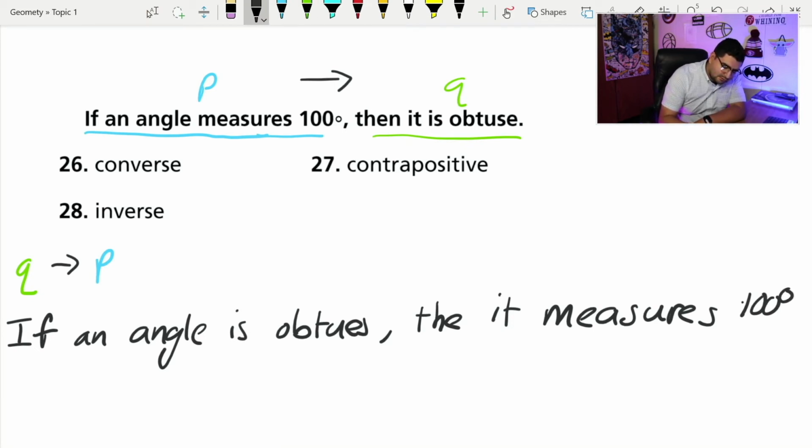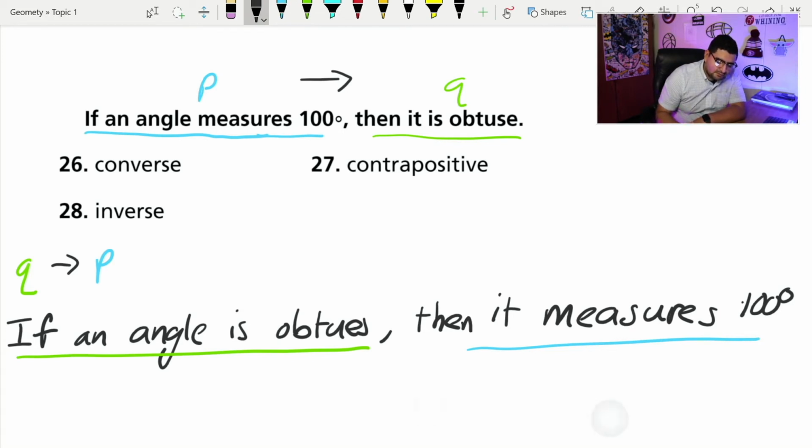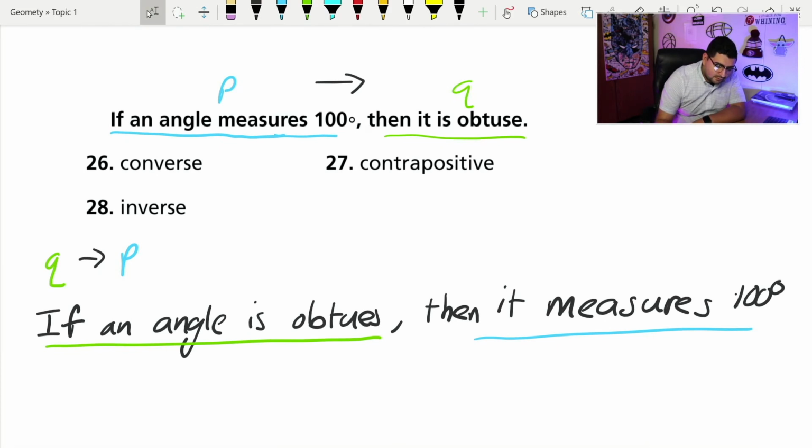Okay, so we went ahead and switched our conclusion, oh, sorry, I forgot an N on then, and our hypothesis. Okay? So then it measures 100 degrees. So this would be the converse. So this is an example of the converse.